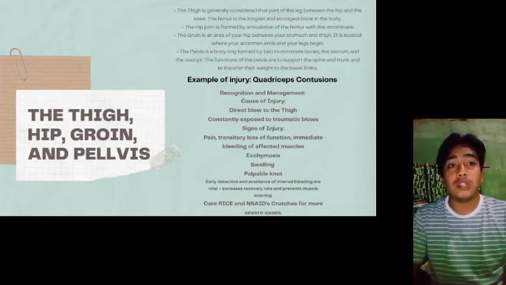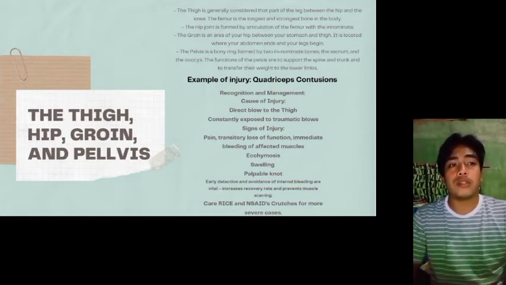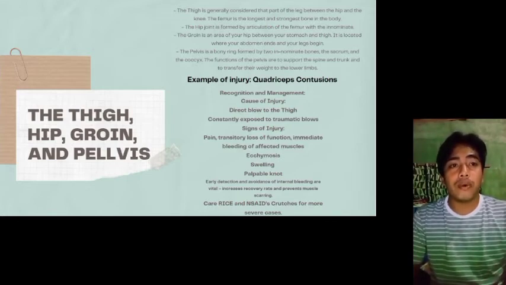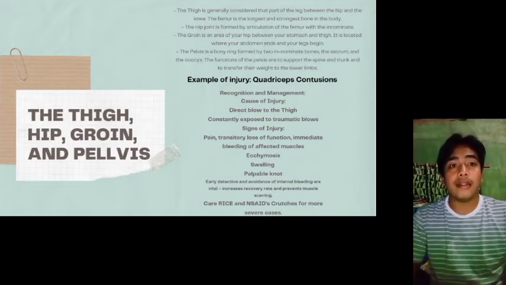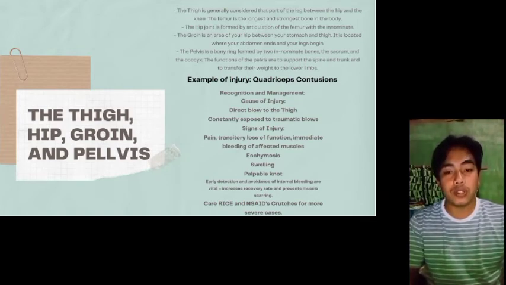It is located where your abdomen ends and your leg begins. The pelvis is the bony ring formed by two innominate bones, the sacrum and the coccyx. The functions of the pelvis are to support the spine and the trunk and to transfer their weight to the lower limbs. Examples of injury: quadriceps contusions.